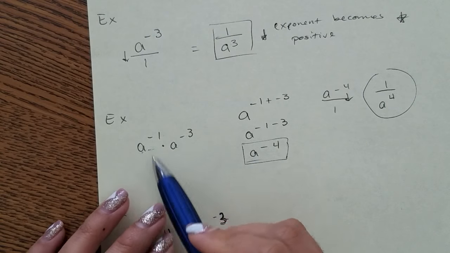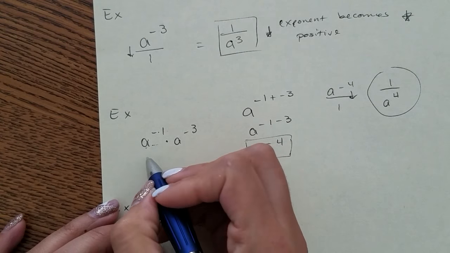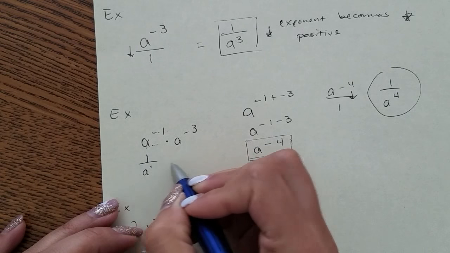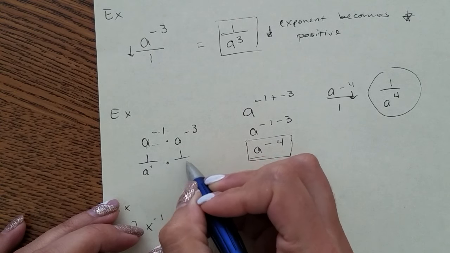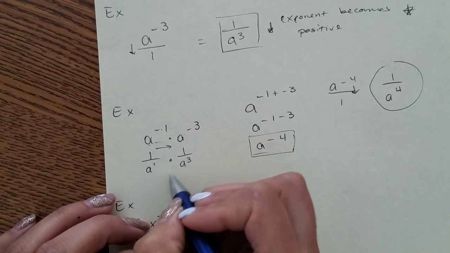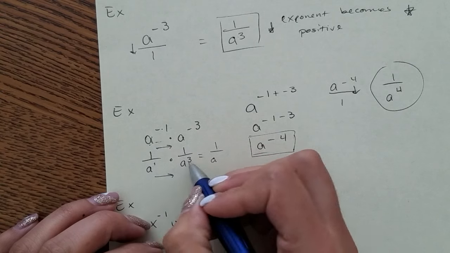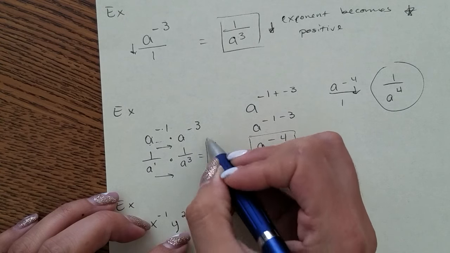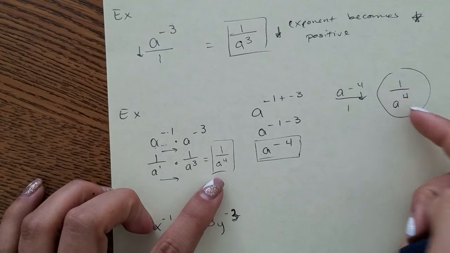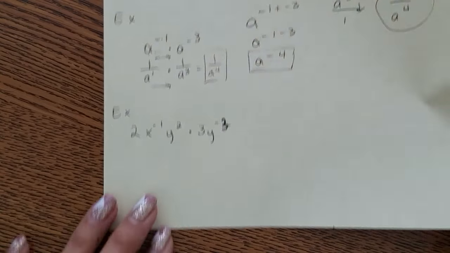The other way that you could do it is start with the negative exponents first. You know that this needs to come down, so you would have a to the positive 1 times 1 over a to the positive 3. We know that when you multiply fractions, you multiply straight across, so that you would have 1 over a to the 1 plus 3, which is 4. Okay, so either way, you get the same answer. It's up to you how you want to do it, whatever is less work for you, or whichever makes more sense.